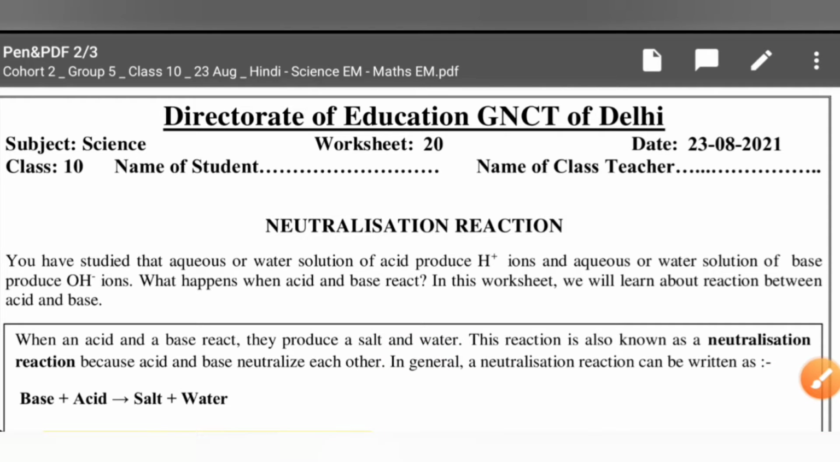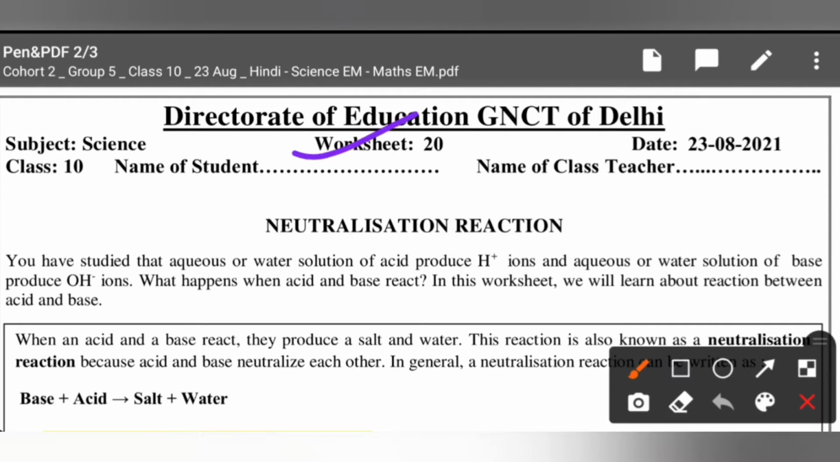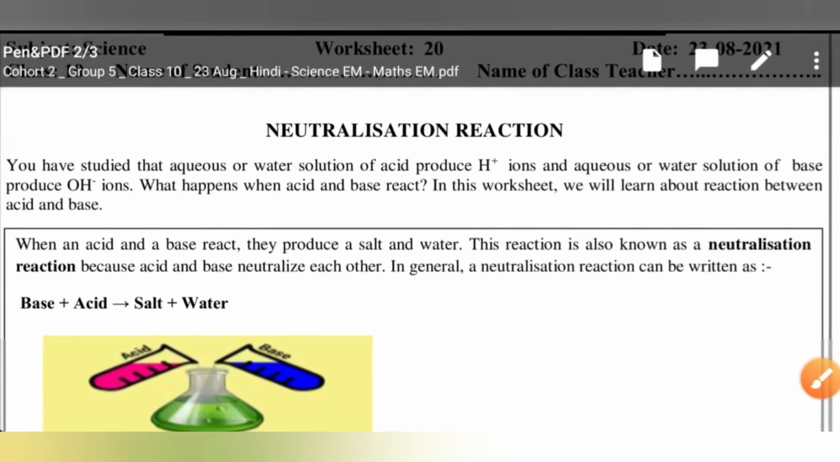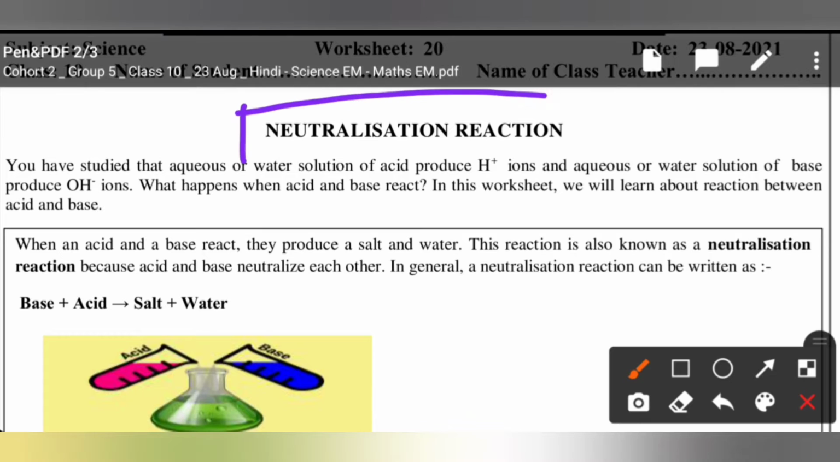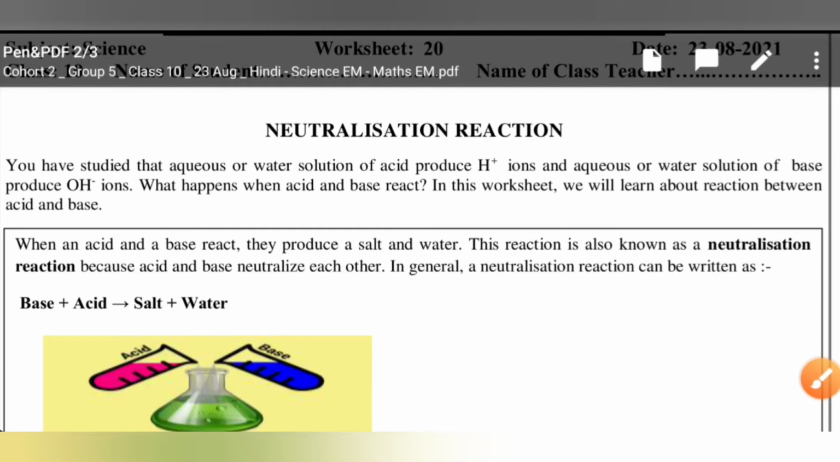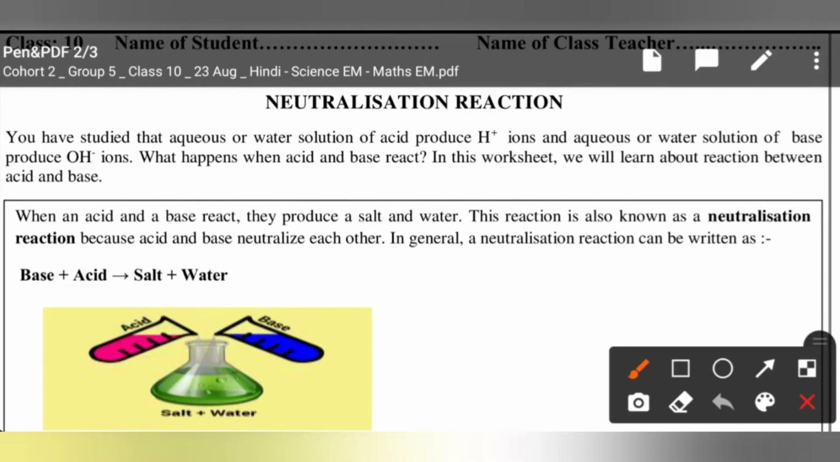We are going to discuss today worksheet 20, subject science in class 10. Topic for today is the neutralization reaction. We have learned about this reaction in your previous worksheets. You have studied that the aqueous or water solution of an acid produces H plus ions, and the aqueous solution of a base produces OH minus ions.